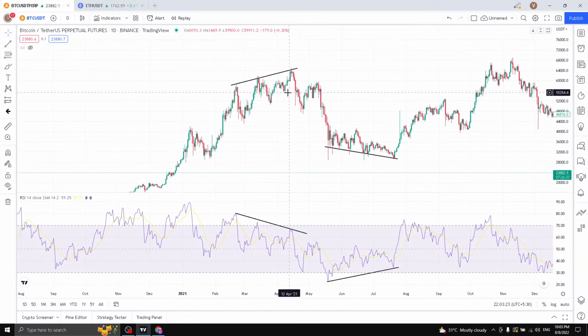Here I'll show you an example of a bearish divergence. So the price peaked thrice here. As you can see, it went up thrice, but the oscillator kept making lower highs. The price kept making higher highs, but the oscillator kept making lower highs.